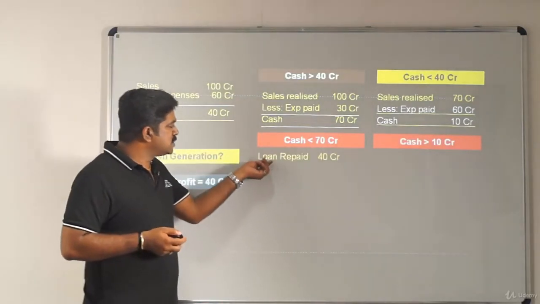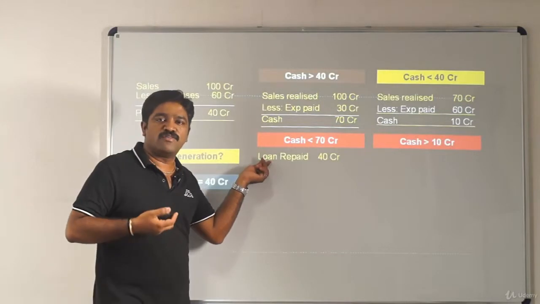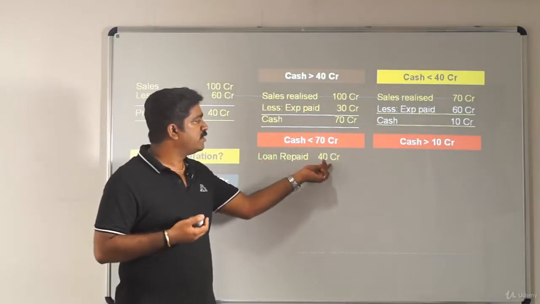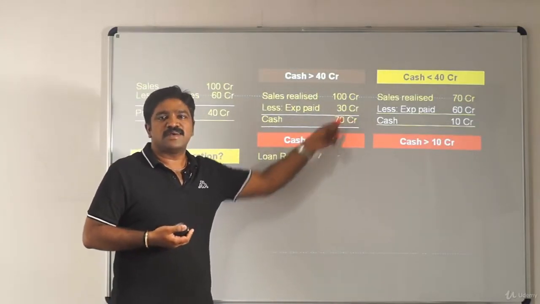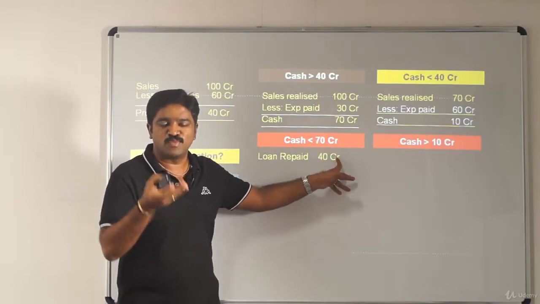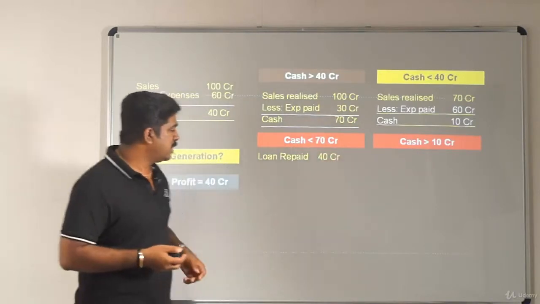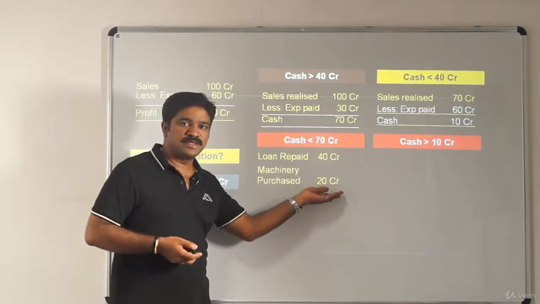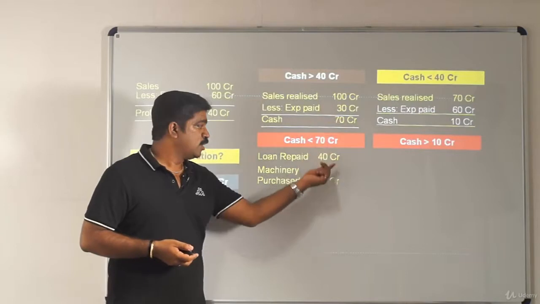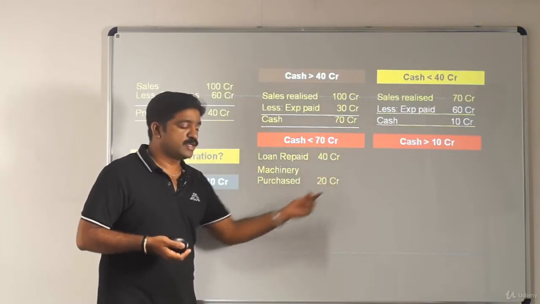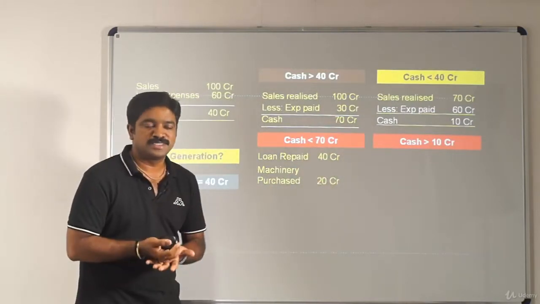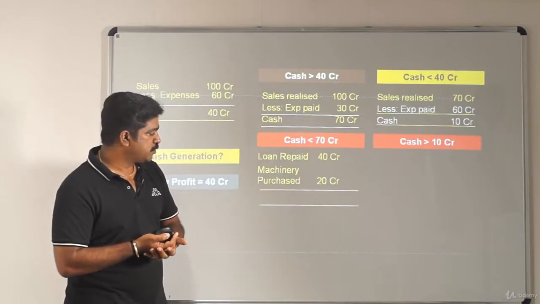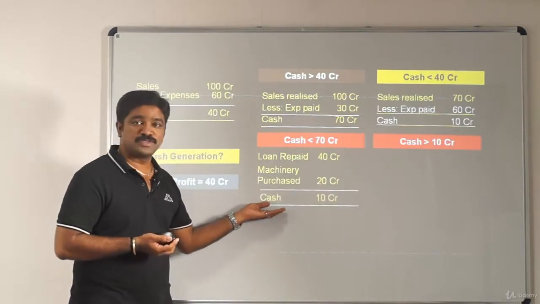Let's say this firm has a loan of 40 crore, and they are going to repay that 40. What will happen to your balance? 70 minus 40 is 30. It is very well below 40. And let's say they are purchasing machinery worth 20. The cash balance: 70, loan repaid 40, machinery purchase 20. So the position now is 10 crore. Cash position is 10 crore.